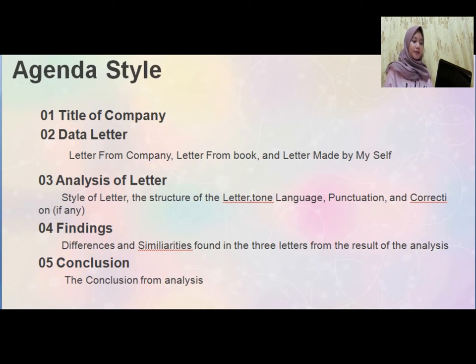First, title of company. Second, data letter: letter from company, letter from book, and letter made myself. Third, analysis of letter: style of letter, structure of the letter, tone, language, punctuation, and correction if any. Next, findings: differences and similarities found in the three letters from the result of the analysis. And last, conclusion from the analysis.